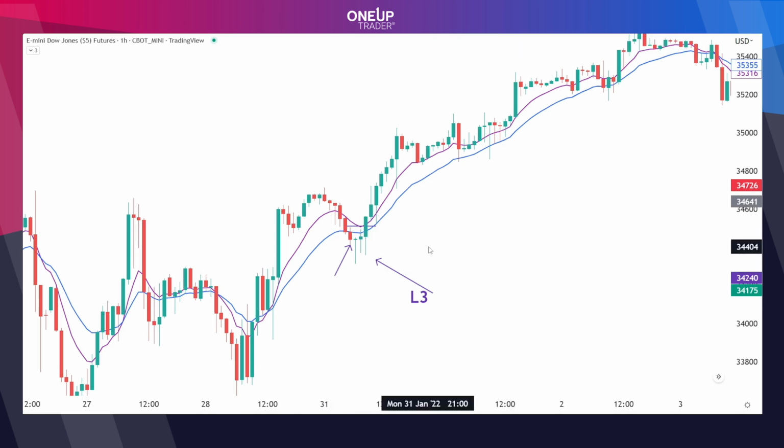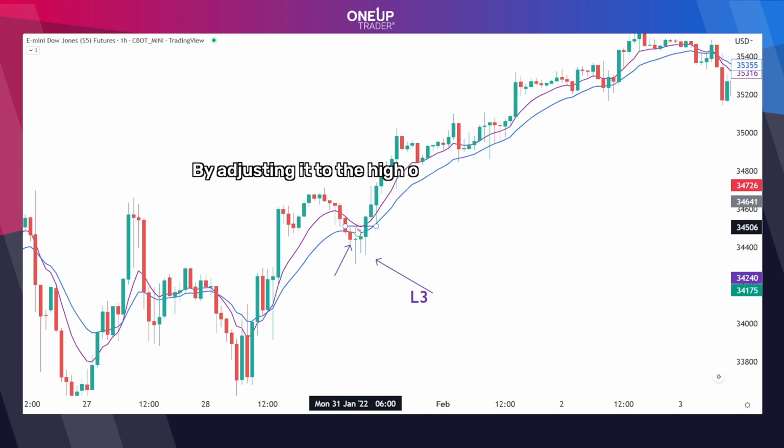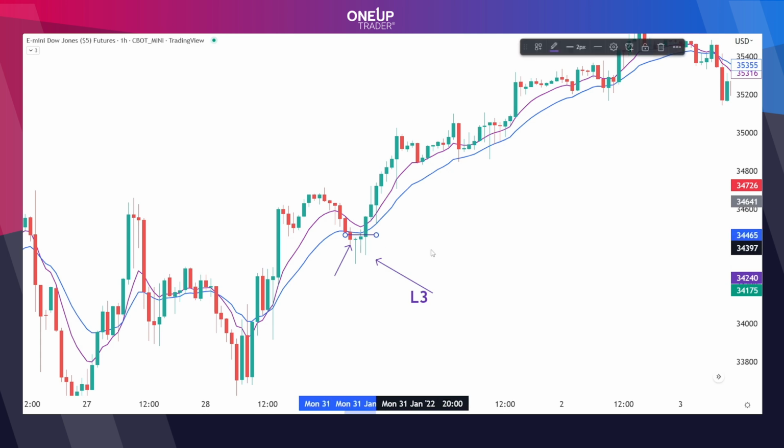Now, there is another way that you can trade the L3 entry, and that is once more candlesticks are formed below the moving averages, you can place your buy limit by adjusting it to the high of the previous candle that's formed. So if we see this red candle form, and then we see this kind of hammer doji form at this point, we see that we haven't broken through this candle, so we can actually move the buy above there. The only risk with this is that, of course, we're going to get slightly more failed entries with that.